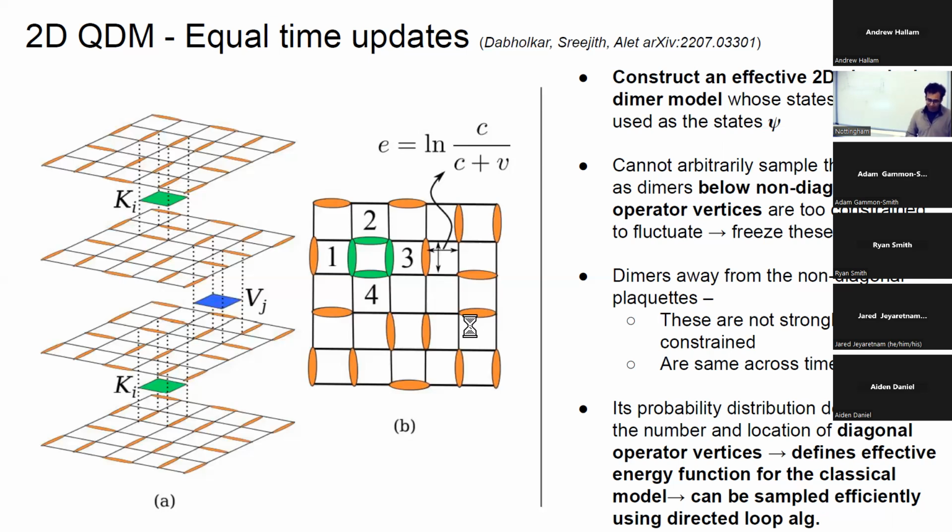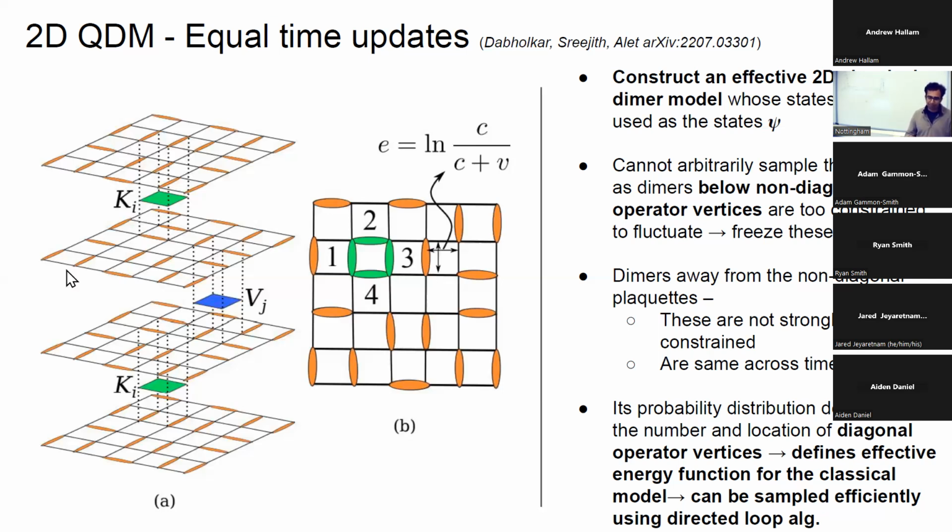Now, I also need to satisfy some detailed balance conditions regarding the location of the diagonal plaquettes. What I do is I say that whenever a non-diagonal plaquette is affected, I associate an effective interaction between dimers in that plaquette, and that effective interaction can be calculated.